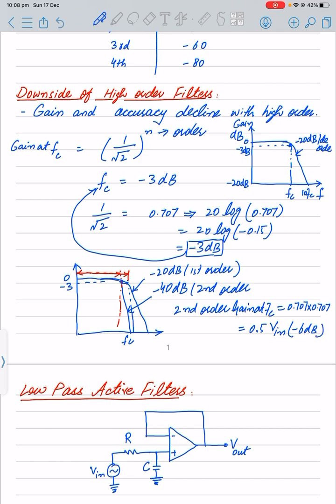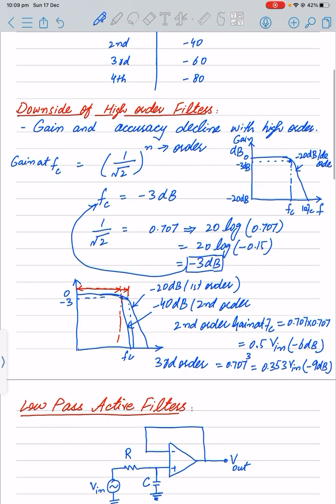So similarly, if we are increasing another order, for the third order, the gain at the corner frequency will be around 0.707 multiplied by 0.707 three times, so that will be around 0.353 of the input voltage, or negative 9 dB. So as we are increasing the order of our filter, the gain that we are achieving at the corner frequency is also getting reduced.